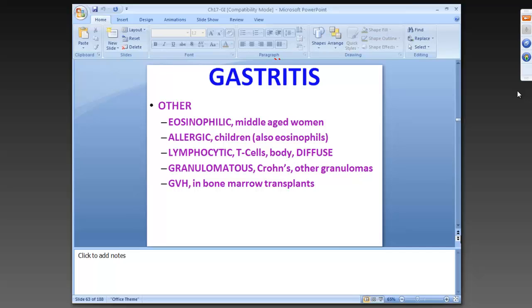How often are these asked in tests? Not that much. These others are not that common. Examiners tend to focus on Helicobacter pylori and congenital and acquired types rather than the others. So this is not what I would call high-yield material.